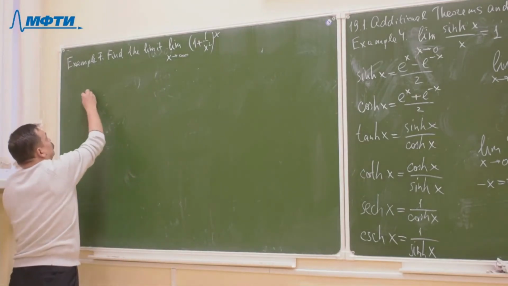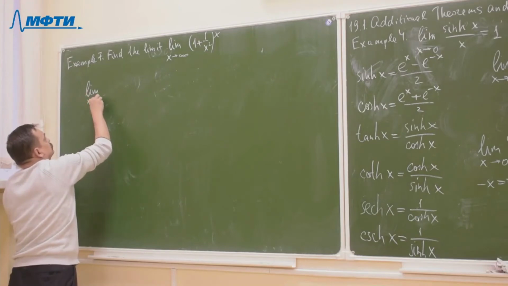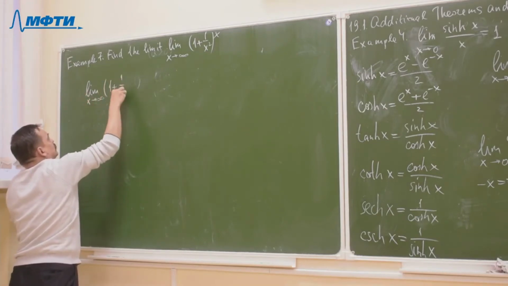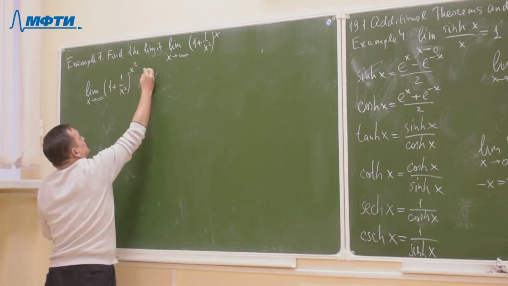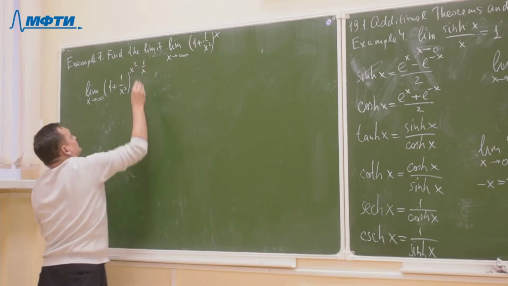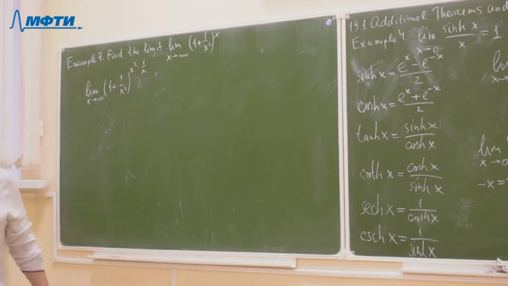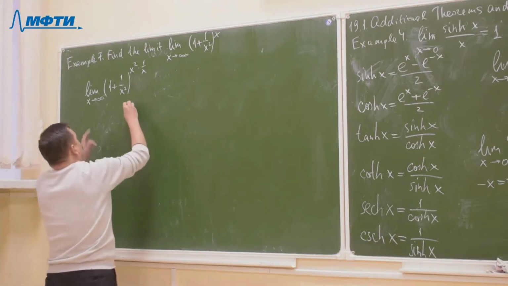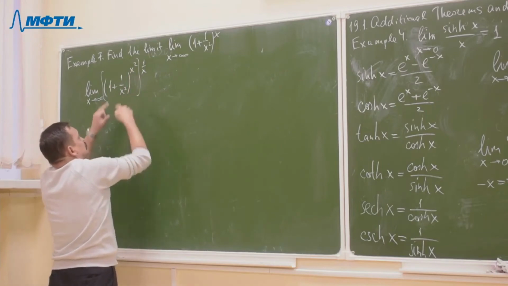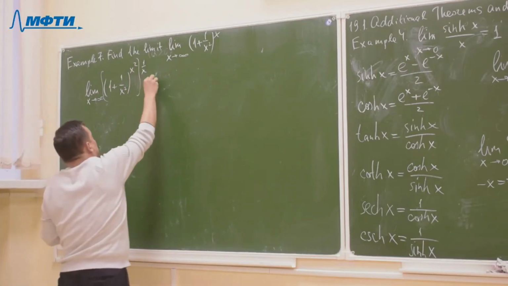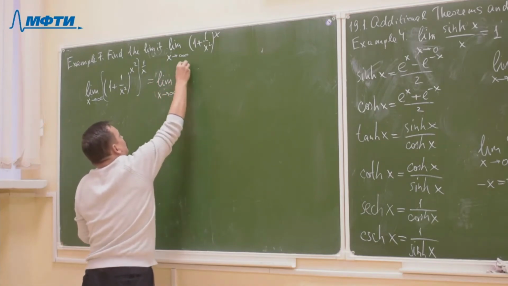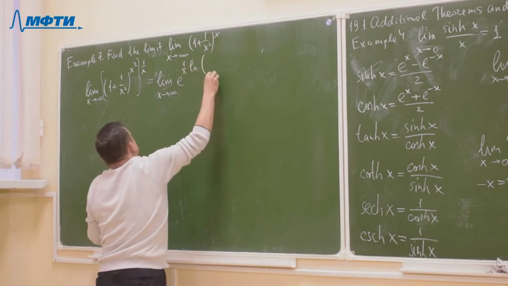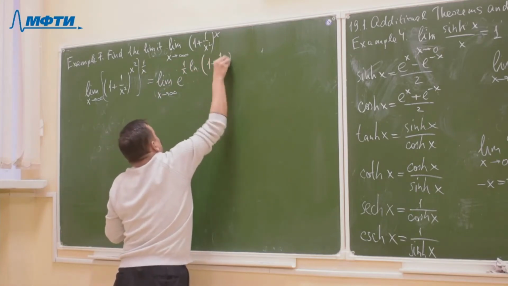Okay, we follow the same logic. (1 plus 1 over x squared) power x squared, times 1 over x, right? So we represent x as x squared times 1 over x. Then we know this tends to e, so we'll proceed: limit as x tends to infinity of e to the power 1 over x times the logarithm of (1 plus 1 over x squared) power x squared.